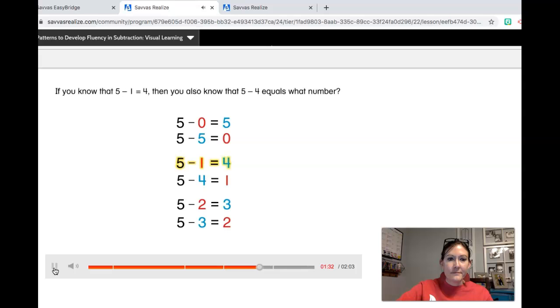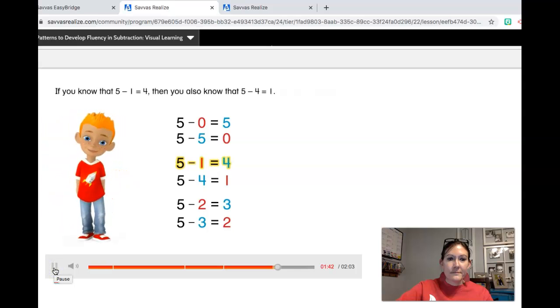If you know that 5 minus 1 equals 4, then you also know that 5 minus 4 equals what number? If you know that 5 minus 1 equals 4, then you also know that 5 minus 4 equals 1. The 1 and the 4 switch places. Now you know how to use a pattern to help solve a problem.